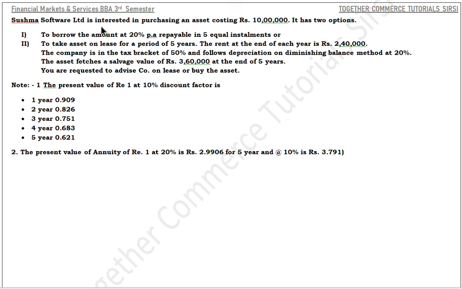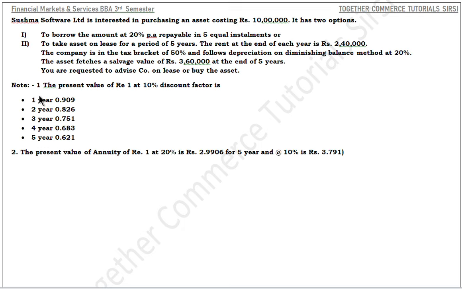Sushma Software Limited is interested in purchasing an asset costing rupees 10 lakh. It has two options: to borrow the amount at 20% per annum repayable in 5 equal installments, or to take the asset on lease for a period of 5 years. The rent at the end of each year is 2 lakh 40. The company is in the tax bracket of 50% and follows depreciation on diminishing balance method at 20%. The asset fetches a salvage value of 3,60,000 at the end of 5 years. You are requested to advise the company on lease or buying the asset.